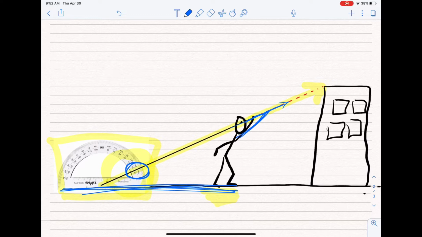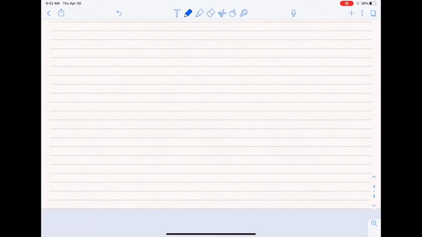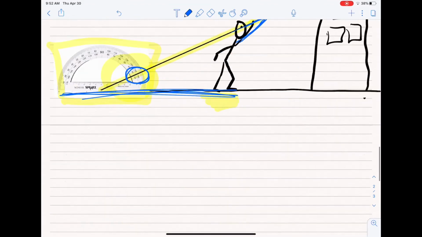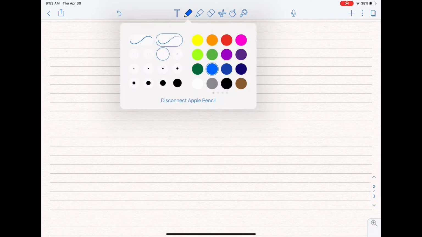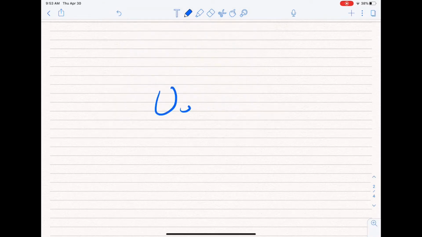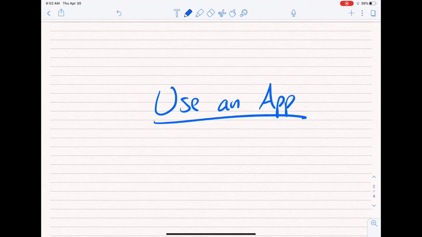But you might say, man, I don't have a protractor, and I understand. So what's the next option? Well, you can, where'd it go? Oh, I had something else in here, but it's gone now. But one of the things that you could do is you can use an app. You can use an app.